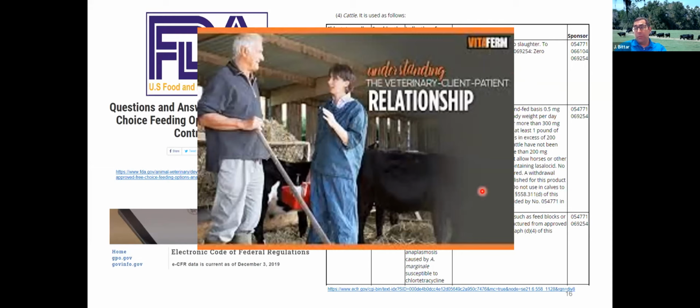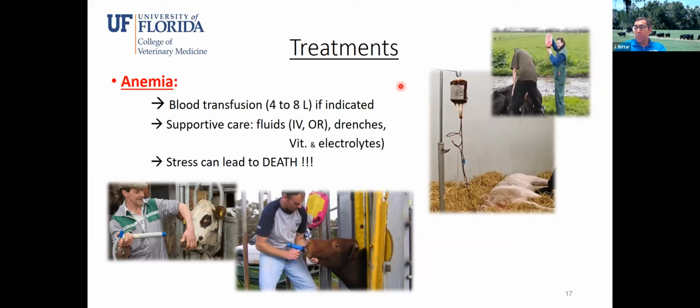But anyway, just be aware that you always need to work with your veterinarian, especially if you're going to use some oral grade antimicrobial. Some animals lose a lot of red blood cells and they do need some blood transfusions, usually 4 to 8 liters, and they may have some supportive care, give some IV fluids, oral fluids, vitamins, electrolytes. But what I want to say here is that it's kind of hard to do in the beef cattle setting. We see more done in the dairy cattle setting, but we may do this in the beef cattle setting.